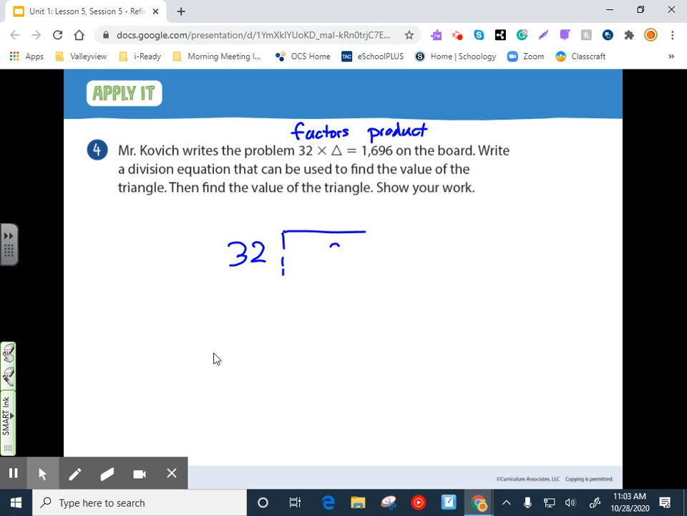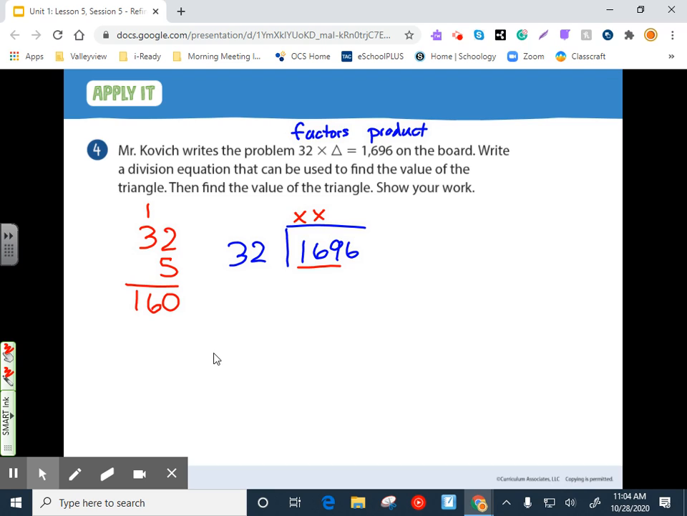Let me erase that because that looks bad. Jeez, my poor eraser. Okay, so let's figure out what we're going to do with this. All right, 32 is not going into 1. Certainly doesn't go into 16. So we're going to have to find out how many times it goes into 169. So let's try out some numbers here. 5 looks good.